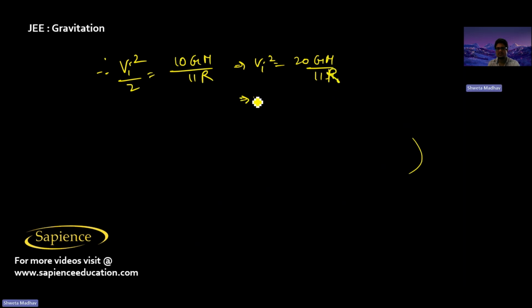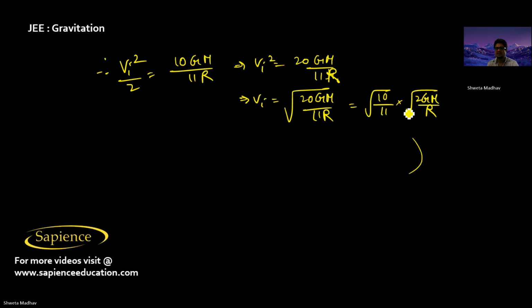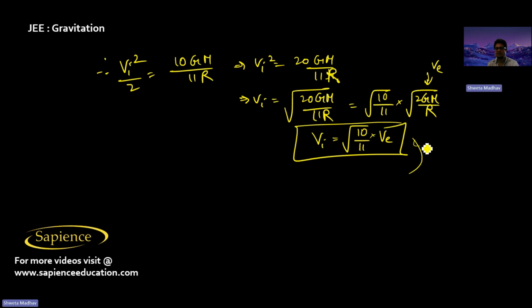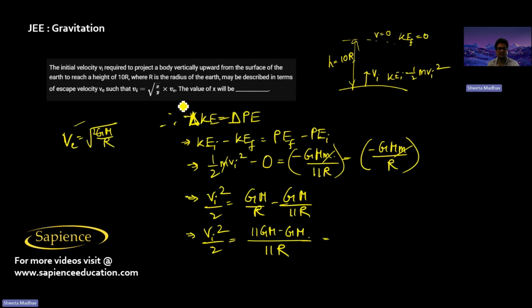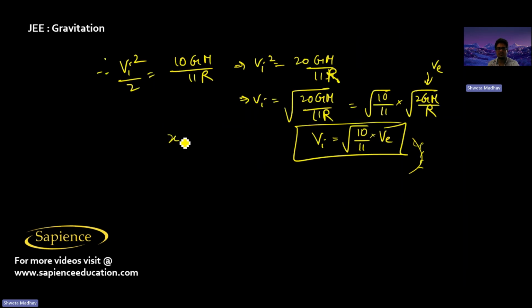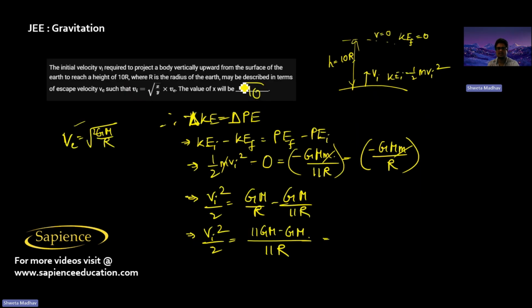So vi will be equal to root over 20GM by 11R, which I can say is equal to root over 10 by 11 into root over 2GM by R. So root 2GM by R is the escape velocity. So I can say vi is root over 10 by 11 into vE. So this is the required initial velocity, which is root over x by y into vE. So x is equal to 10 and y is 11. But only x has been asked, so 10 is the answer.